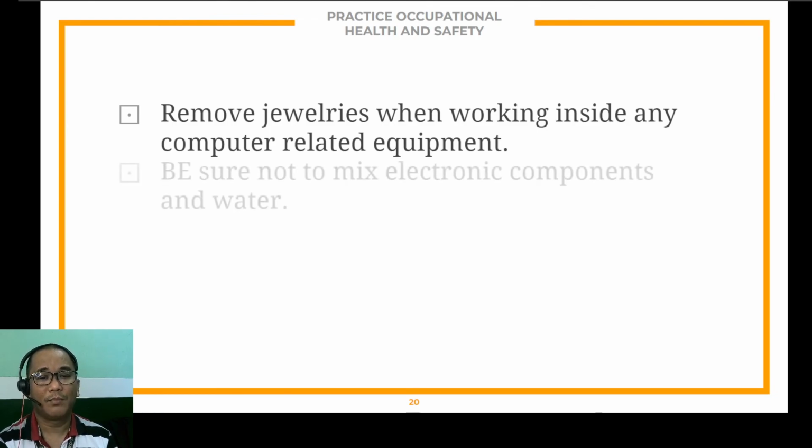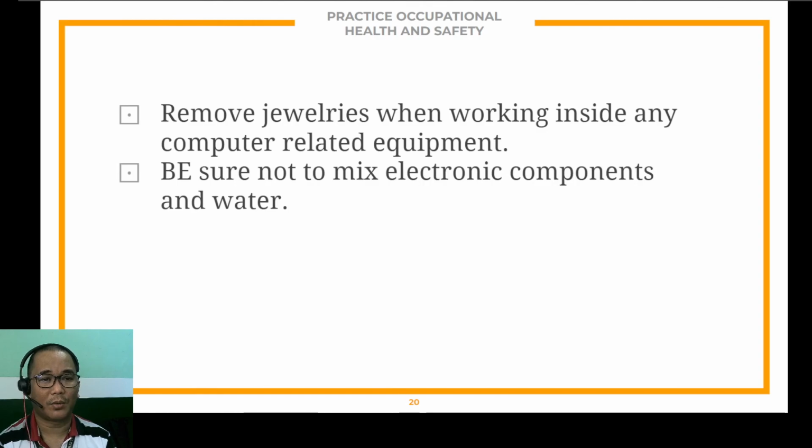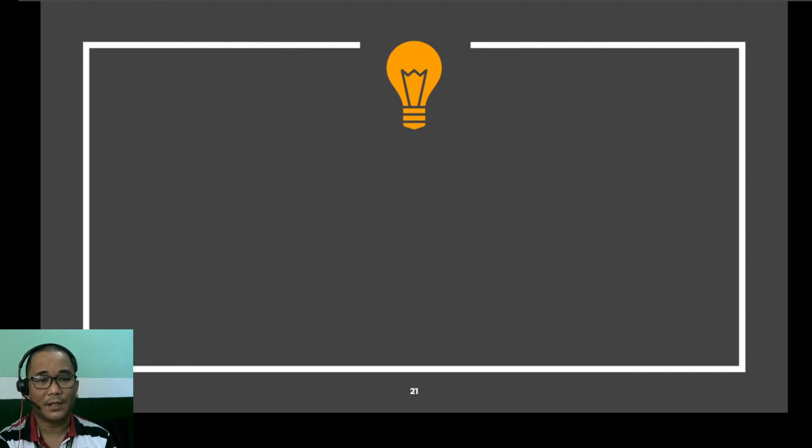The next one, be sure not to mix electronic components and water. So be sure to remove any water or any liquid within your working area to avoid contamination of any electronic components. Okay, guys, when working on a computer, always safety first.